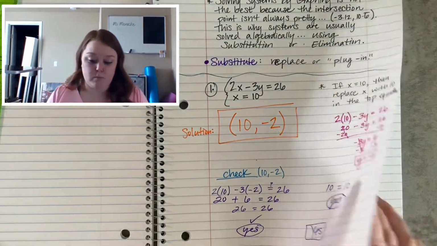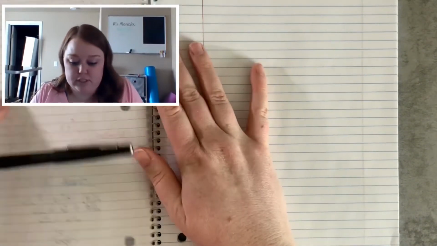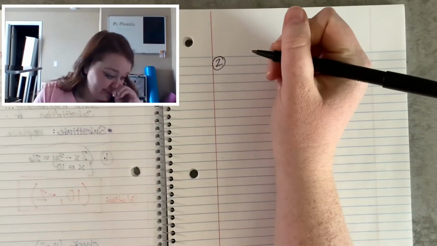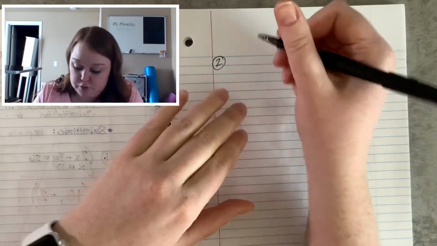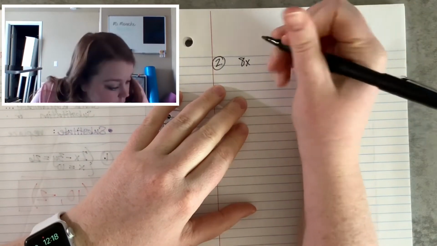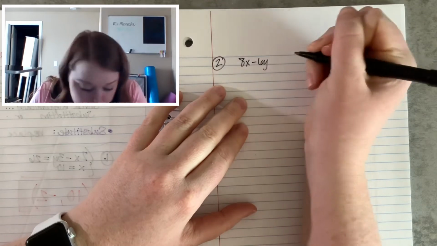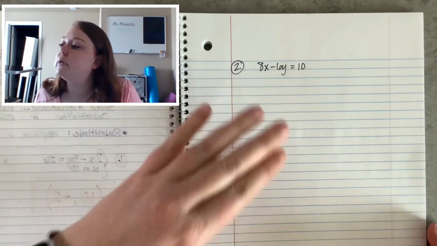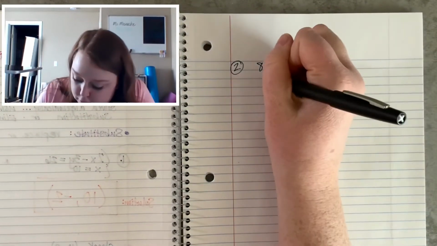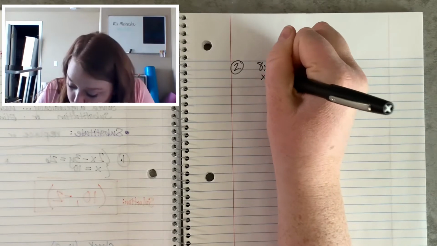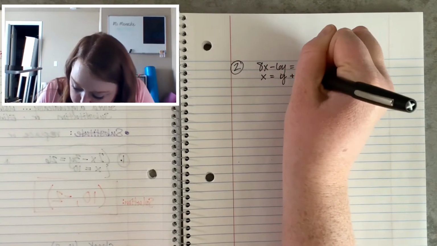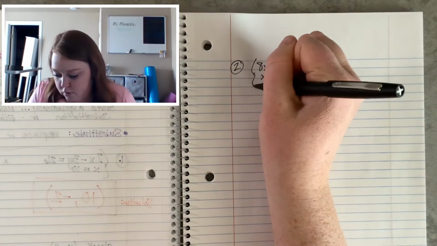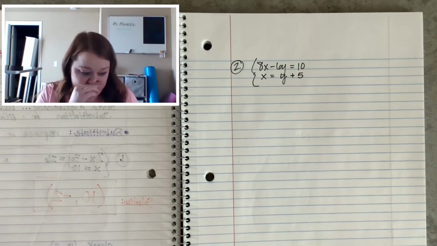Okay, let's look at another problem. They're going to kind of increasingly get more difficult as we go. Here's number 2. Number 2, here's your system. Here's the first equation: 8x minus 6y equals 10. Second equation: x equals y plus 5. Okay, so that's your system right there.